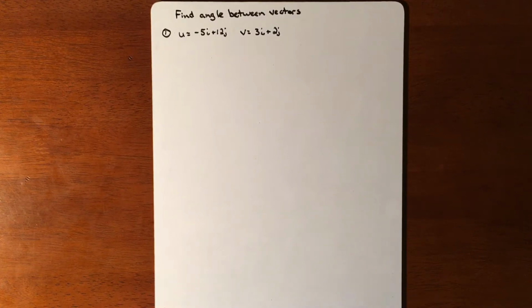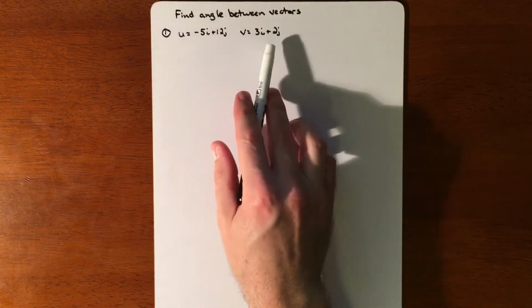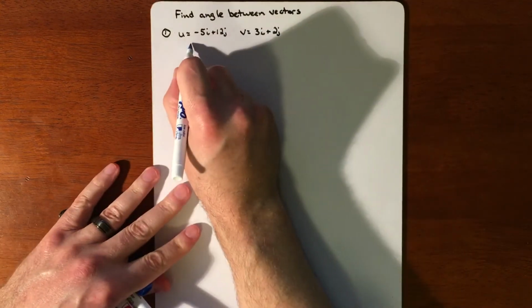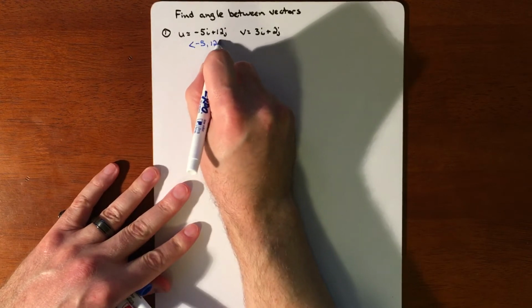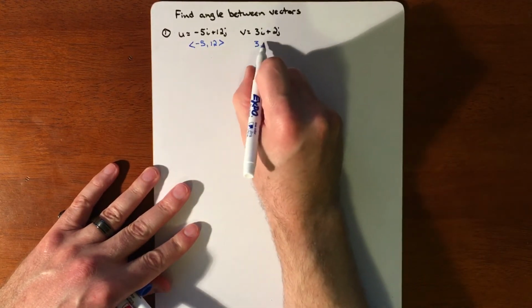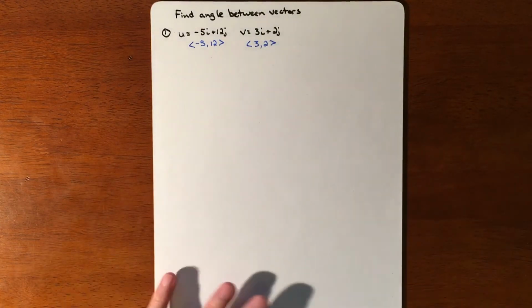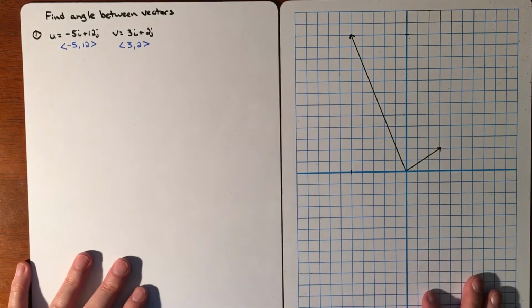In this example, we are going to try to find the angle between two vectors. And so here is one of our vectors written in the ij form, and this is our other vector. So first thing I may want to do is just to rewrite these. Okay, so those are our two vectors, and if I were to graph them, that is what we're looking at.